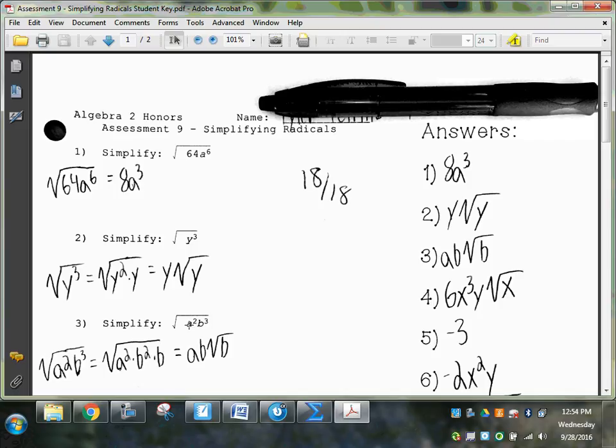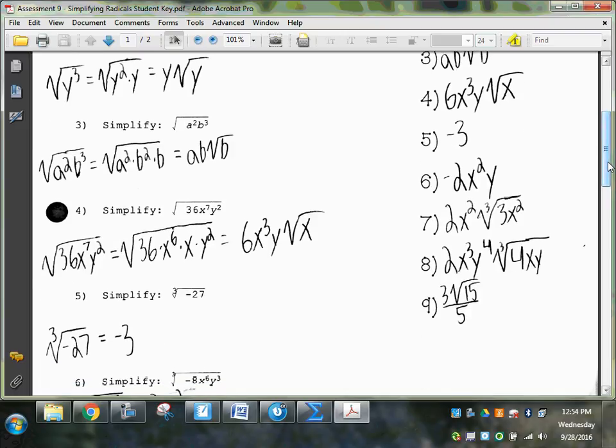And then when we take the square root of a to the 6th, we get a to the 3rd. Same thing. There were some that were difficult, but again, square root of 36, we can't be getting that wrong. X to the 7th, you can take the square root of the x to the 6th and leave an x underneath, and you can take the square root of y squared. But we should be able to get these.